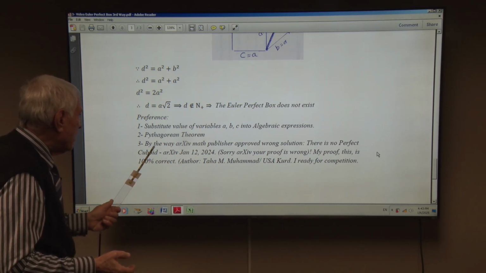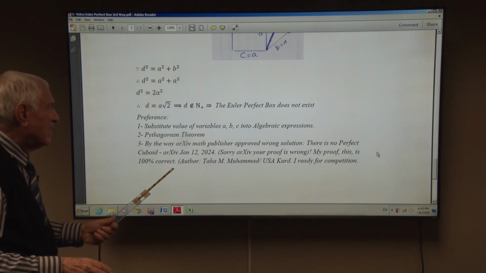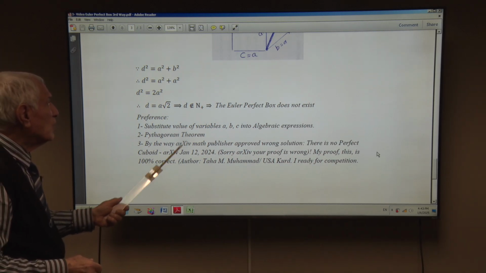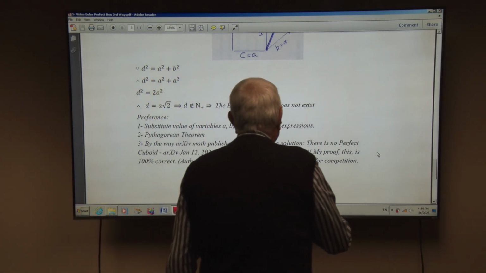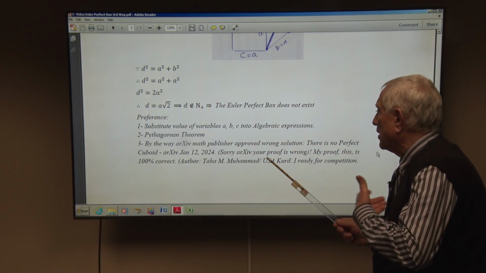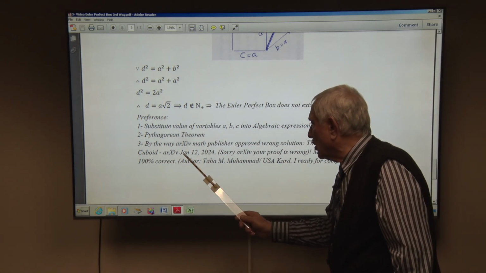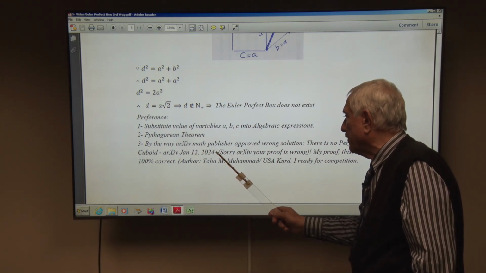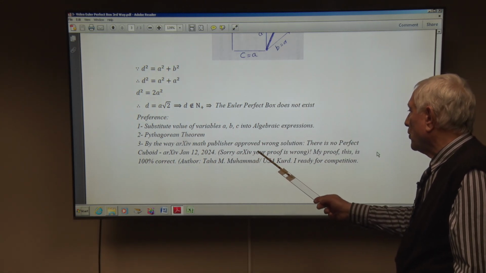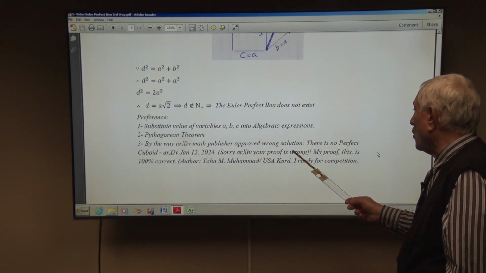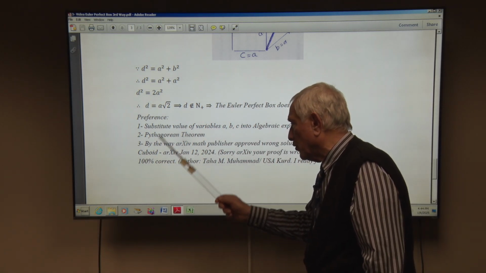What else? By the way, arXiv, Cornell University, has really announced a wrong solution of Euler from somebody. The publisher approved a wrong solution, not from me, by somebody else. There is no perfect cuboid, January 12, 2024. Okay. I am telling, sorry, arXiv, your proof is wrong. My proof is 100% correct. This is a third way.